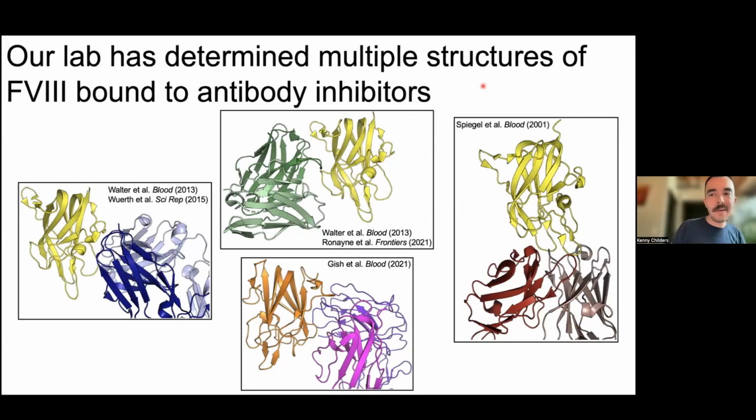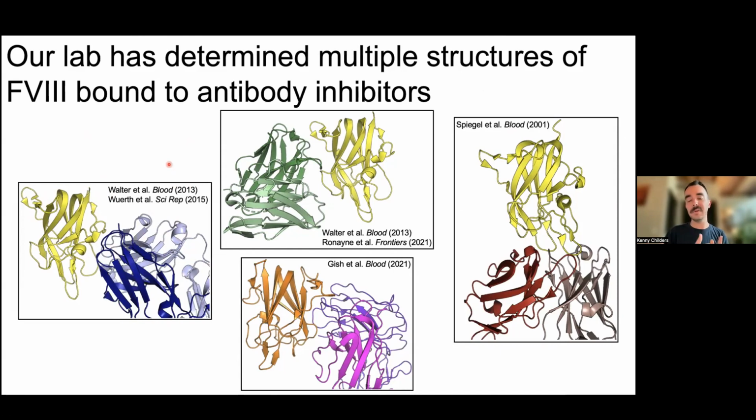So to date, our lab has solved a number of crystal structures of factor VIII, or isolated domains of factor VIII bound to these antibody inhibitors. Historically, we've just focused on the C2 domain, shown here in yellow. We can express that C2 domain in E. coli. It expresses really well, and we can form these complexes with antibodies. And we get some really nice data on where these antibodies are binding.